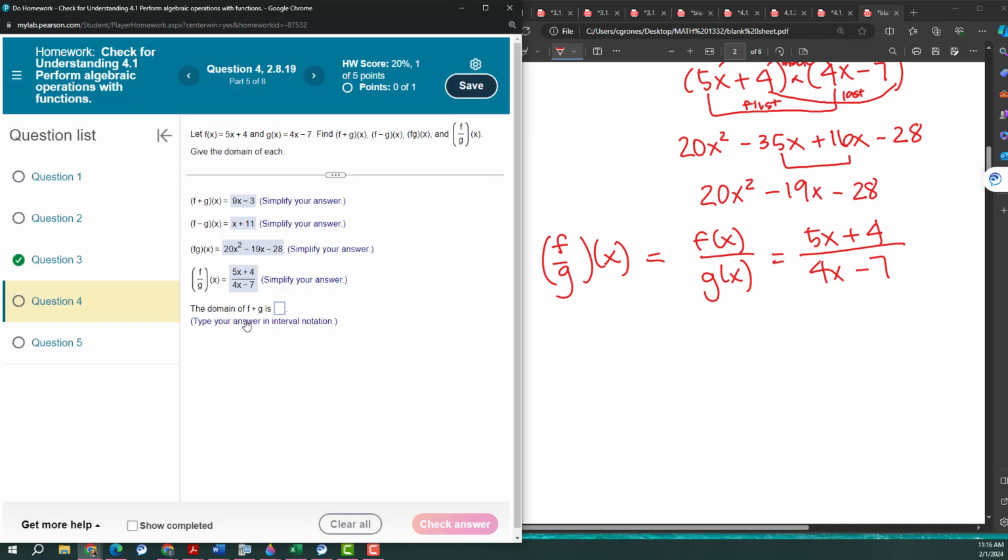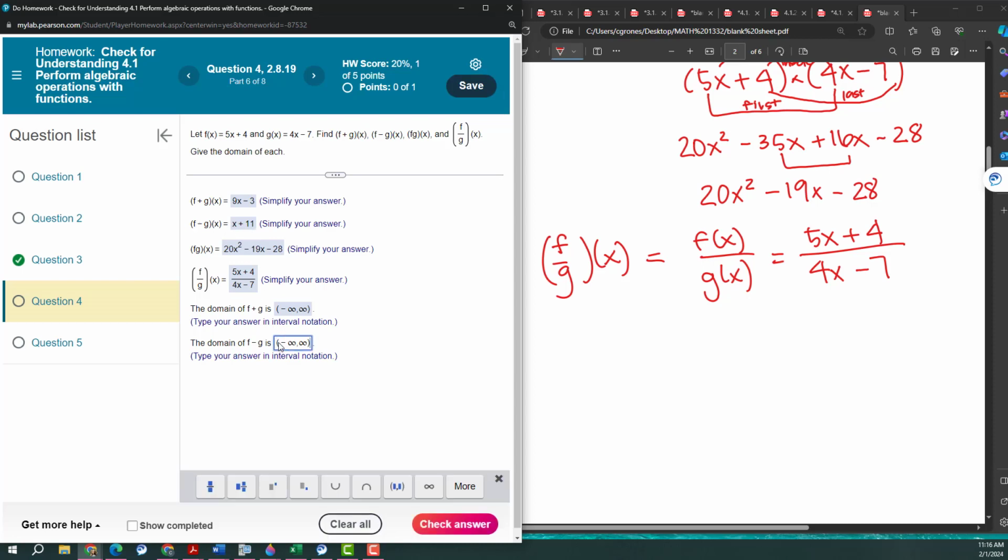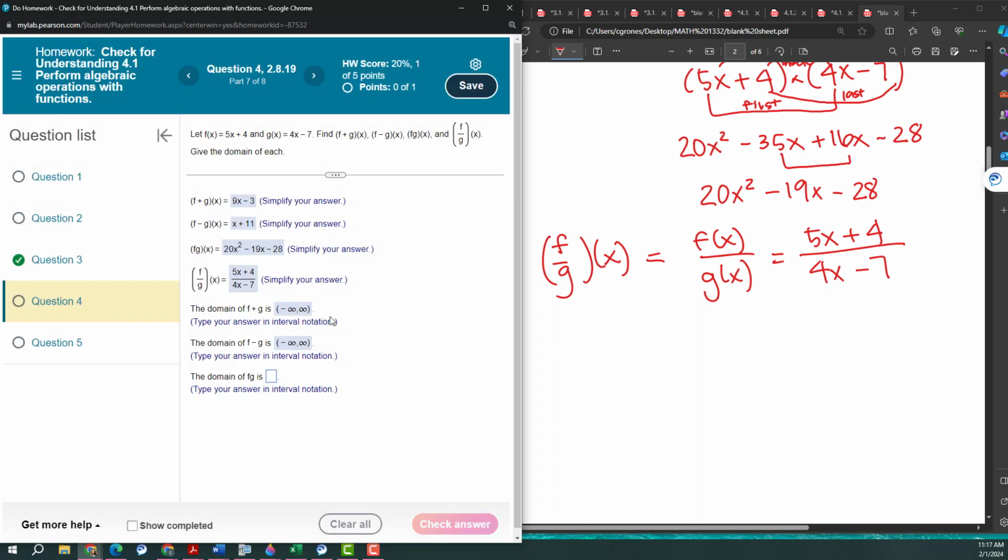Great. So now it's going to ask us for our domain of each of these, starting with f plus g. So f plus g, we have 9x minus 3. So this is just going to be a line. It is going to be our negative infinity to infinity. And then same thing for x plus 11. And then for c, we're looking at the same thing. I'm sorry, it's not the same thing, but it is negative infinity to infinity.